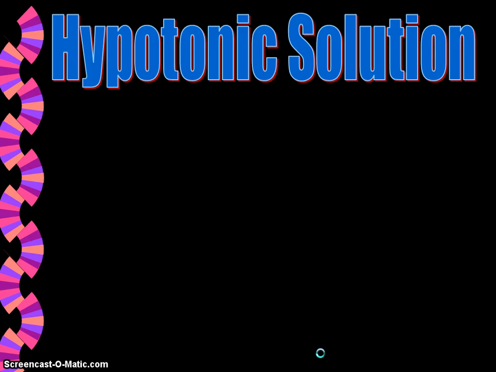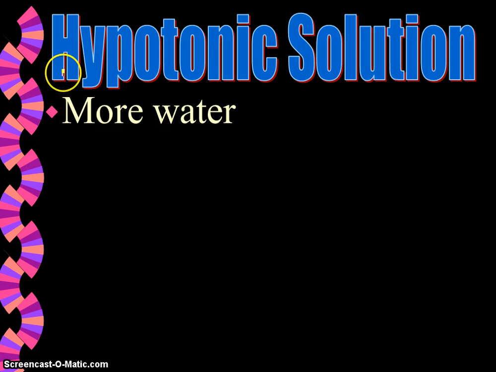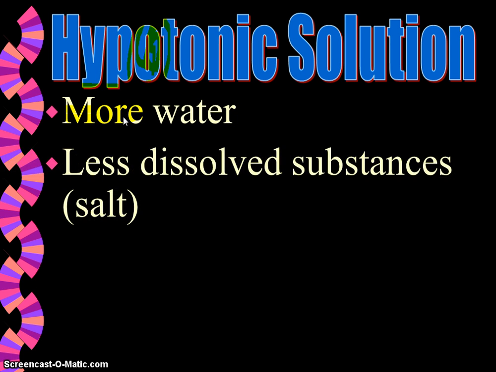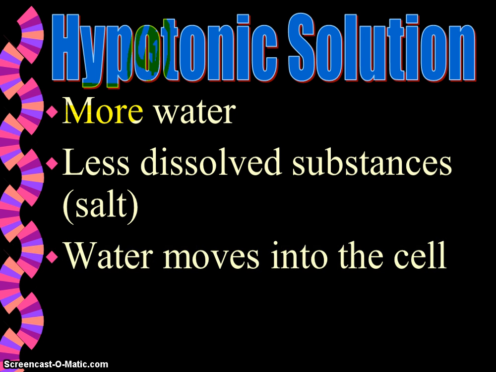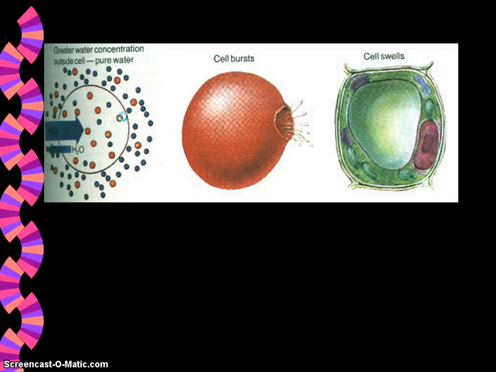So the first type of solution is called hypotonic solution. Now, there is an O in hypo. Okay, here's the O, and that is more water because there's an O in more. So there is more water outside of the cell. So if there's more water, there's something that has less solutes in it. Because it moves from high to low, the water is going to move into the cell. That can cause the cell to swell and possibly burst if it is an animal cell.